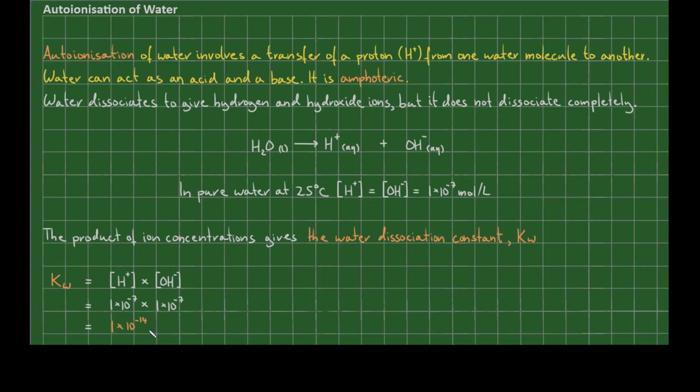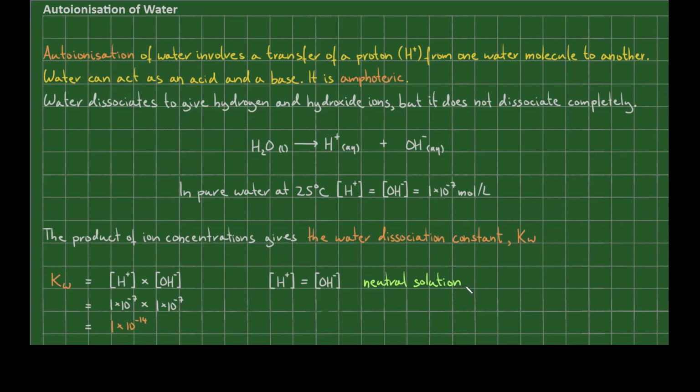For now, it is important to recognize the meaning of this Kw. In any aqueous solution at 25 degrees Celsius, no matter what it contains, the product of the concentrations of hydrogen ions and hydroxide ions must always equal 1 × 10⁻¹⁴. This means that we have 3 possible scenarios. The first one is that we have a neutral solution.